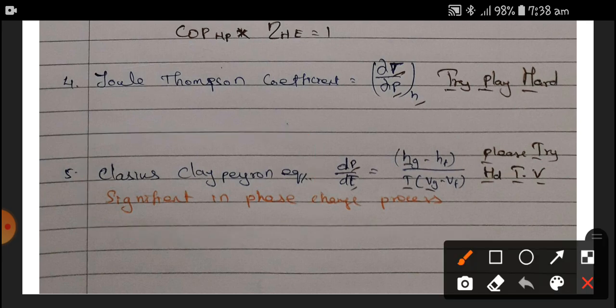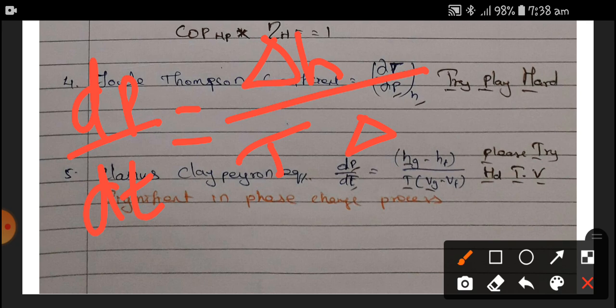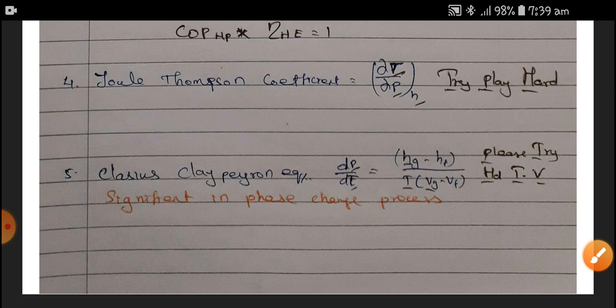The Clausius-Clapeyron equation is dP by dT is equal to delta H, the enthalpy change, divided by temperature into the specific volume difference. So this we can notice. Please try HTV. By this we can easily remember the formula of the Clausius-Clapeyron equation.